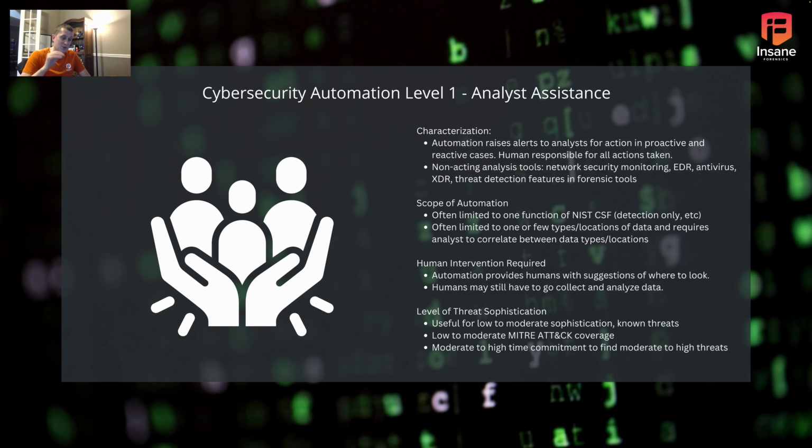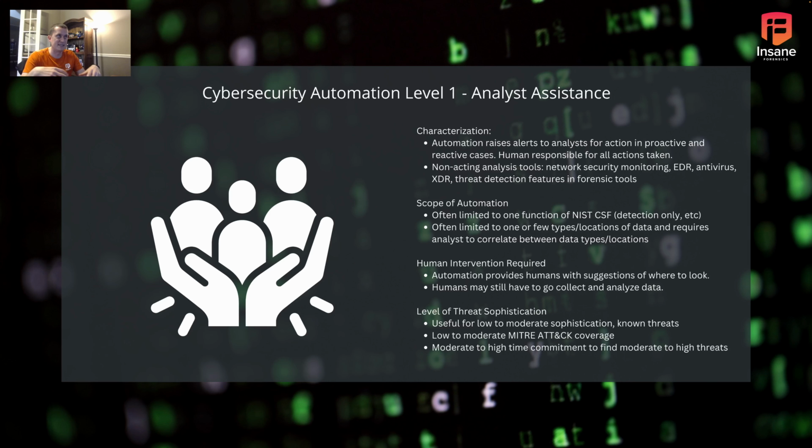There have been even tools in the space to where the alert has raised in the past and it dumped a PCAP on the user saying, hey, you might want to look here, right? That is a very good example of level 1. Is it useful? Yeah, there's some use to it. Is it scalable? Likely not. EDR, antivirus, again, XDR in here, threat detection features and forensics tools, right? Some of those tools might say, hey, this looks a little funky. You might want to look at it. But again, it's up to you.